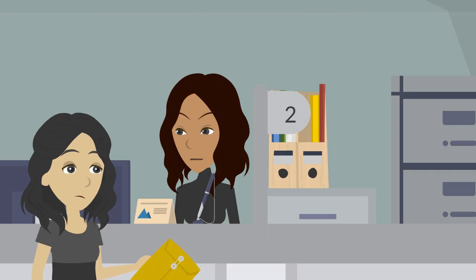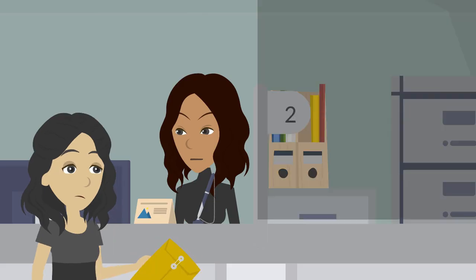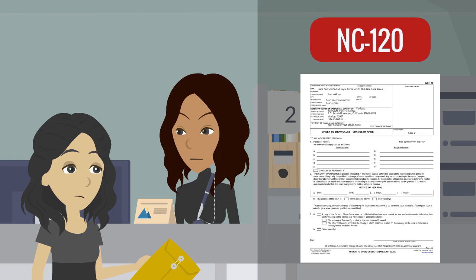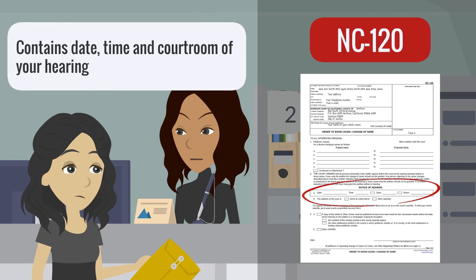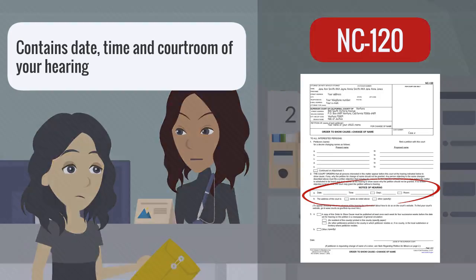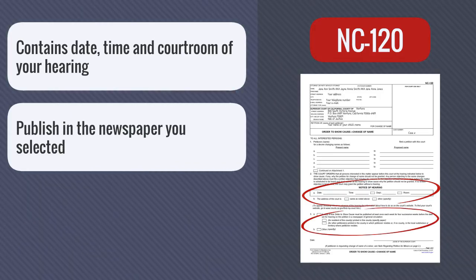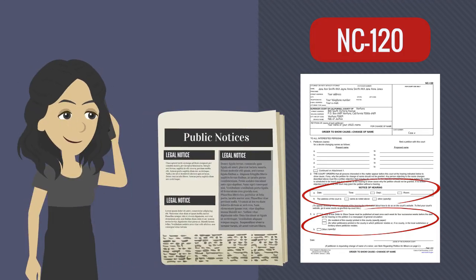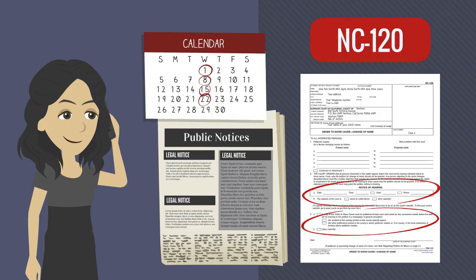You will receive a file-stamped copy of the Order to Show Cause form, Form NC-120. This form will have the date, time, and courtroom of your hearing date listed on it. This is a form you must publish with the newspaper you selected. You should contact the newspaper right away, as you will need to publish it for 4 consecutive weeks before the hearing date.